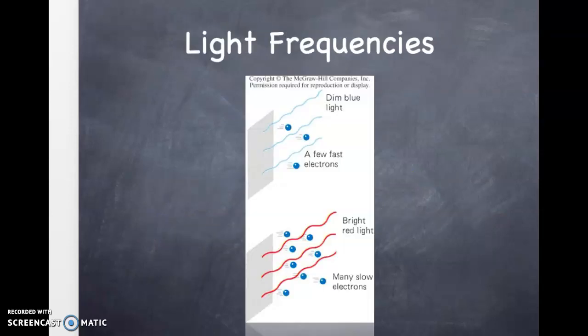Another illustration of light frequencies. First, in the top figure, we have dim blue light. And what we find with dim blue light is that the electrons that are ejected are fast-moving electrons. Here we have bright red light, and what we find is that more electrons are emitted, but they are moving slowly.